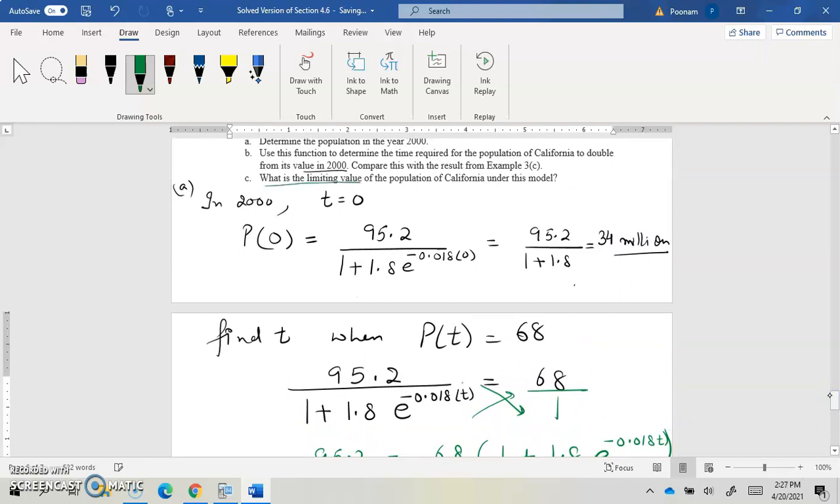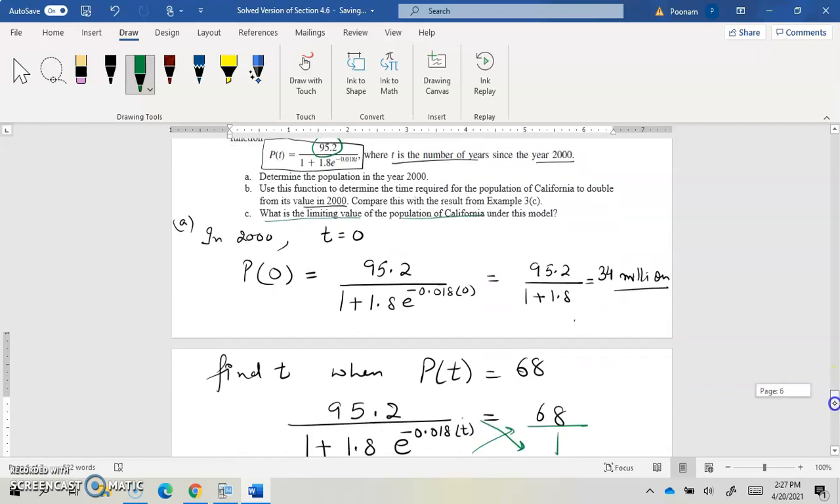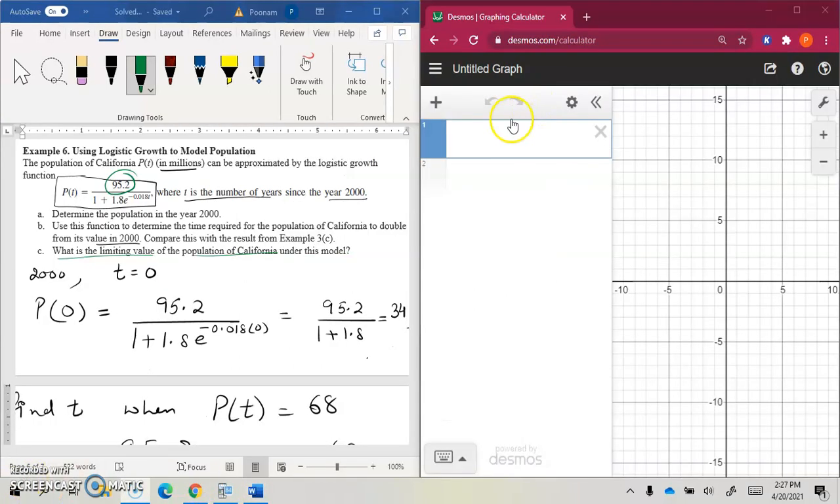What is the limiting value of the population of California under this model? The limiting value comes out to be this number C. In this case, C is 95.2. We can actually also check the graph of this function. I want to show you, if you write this function in Desmos.com, I'm going to show you the graph of this.